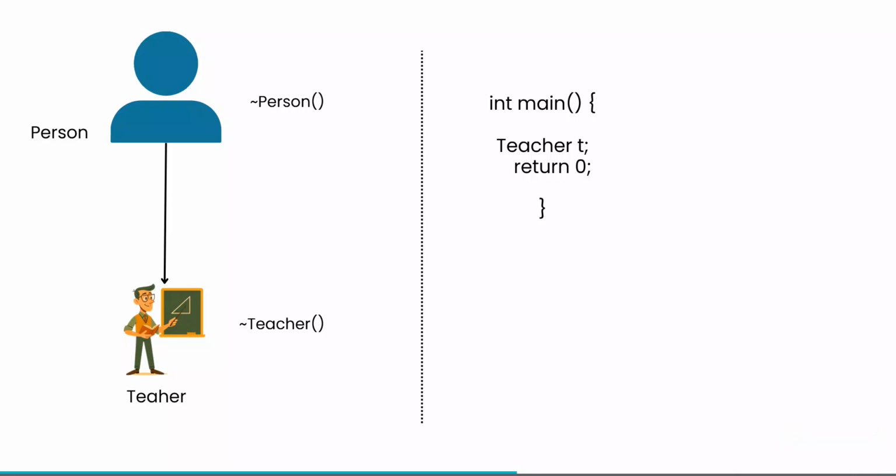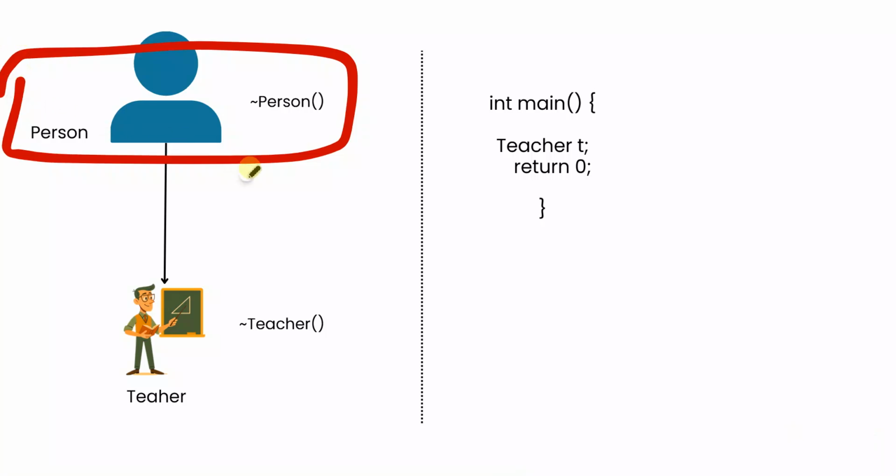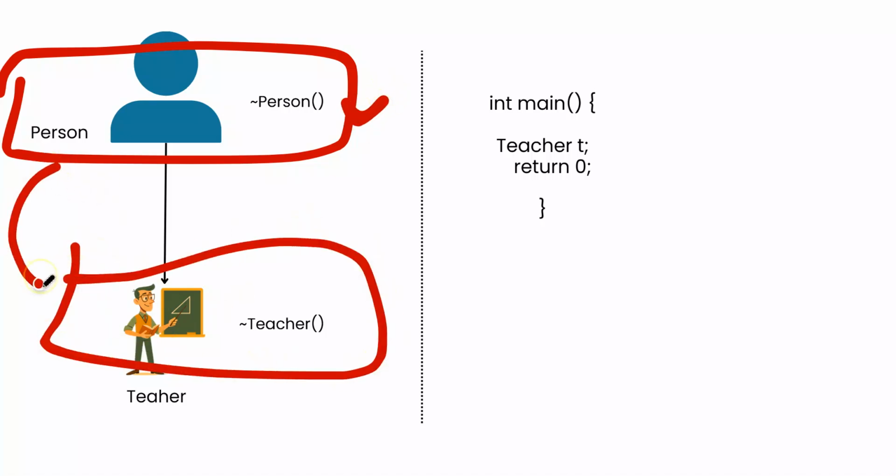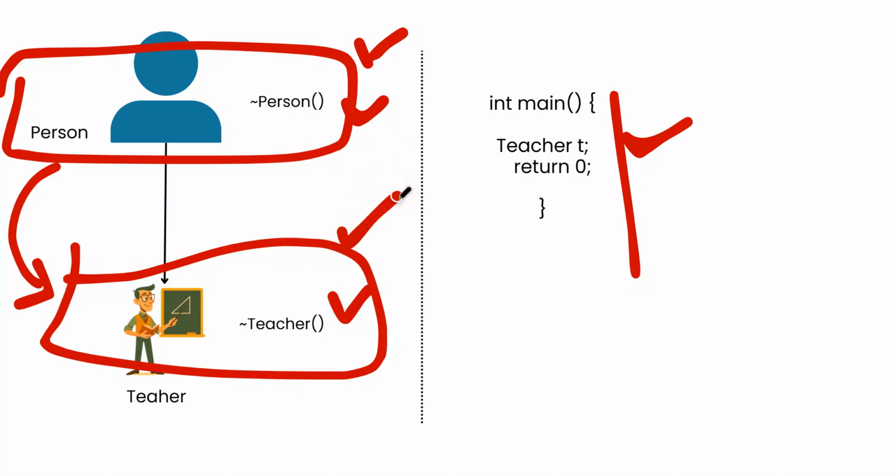So the next thing is destructor, and here you can see that, in the same way, we have a person class, which is actually a parent class, and it has a destructor. The same way, we have a teacher, which is actually derived from the person, and the teacher also has a destructor. So there is still a confusion: when this object goes out of scope, which destructor will run first, the person destructor or the teacher destructor?